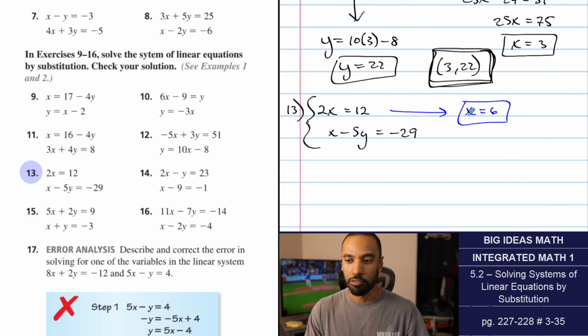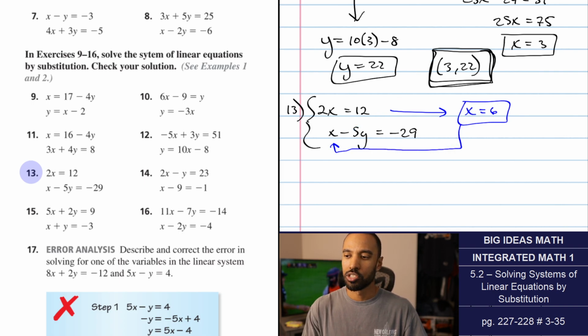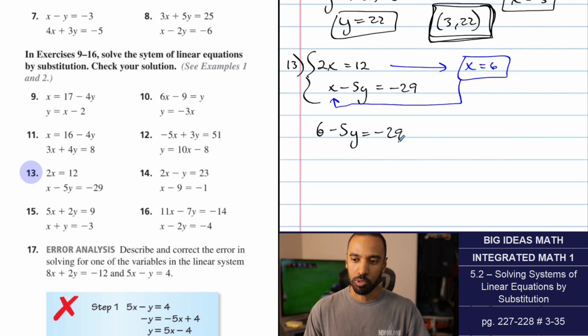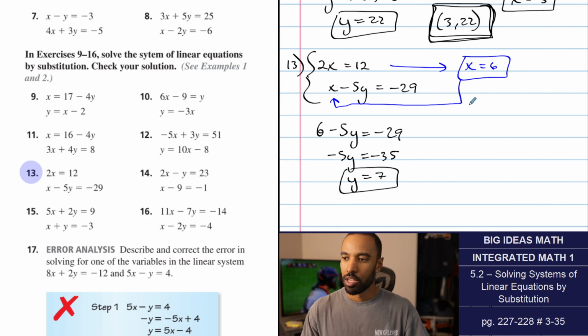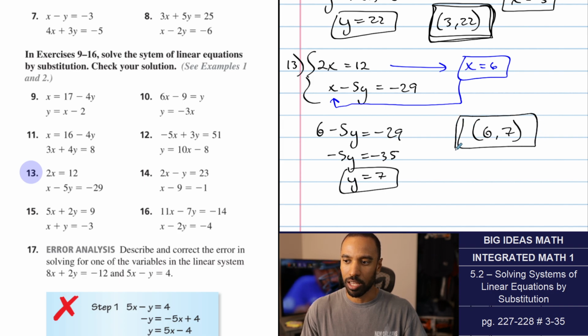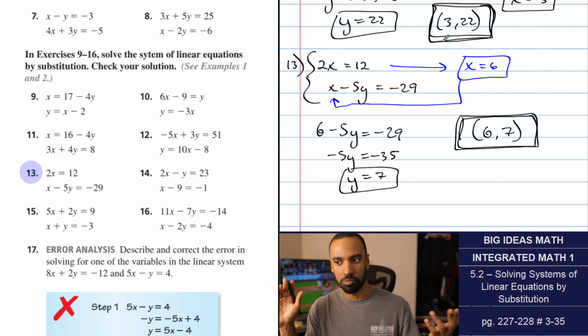We got to now solve for y given that, and the only place to do that, I guess, is in the bottom equation. Substitute 6 in for x there. So 6 minus 5y equals negative 29. If I subtract 6 from both sides and divide both sides by negative 5, we get a y value of 7. So your final ordered pair is 6, 7. There's really nothing I can double check there. The 6 I substituted in the bottom equation. The top equation doesn't have a y in it, so that must be it.